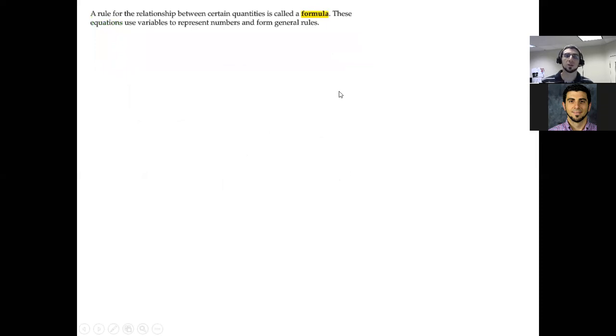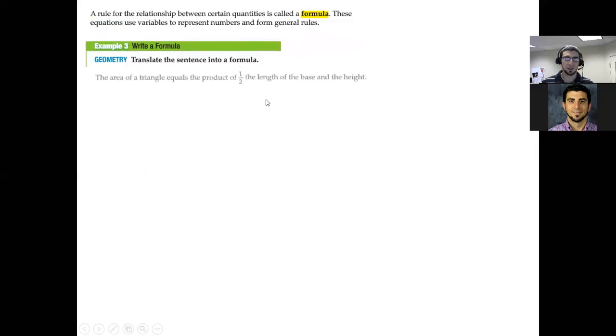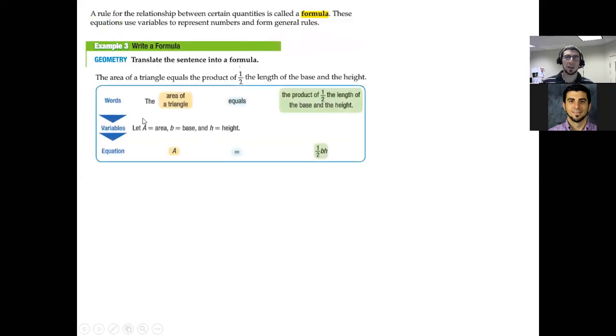A rule for the relationship between certain quantities is called a formula, and these equations use variables to represent numbers and form general rules. So let's translate this sentence into a formula. The area of a triangle equals the product of half the length of the base and height. So let A equal the area. So A equals the product of half the length of the base and the height. We're going to use B and H for base and height. So area equals 1/2 B times H. So area equals 1/2 base times height.